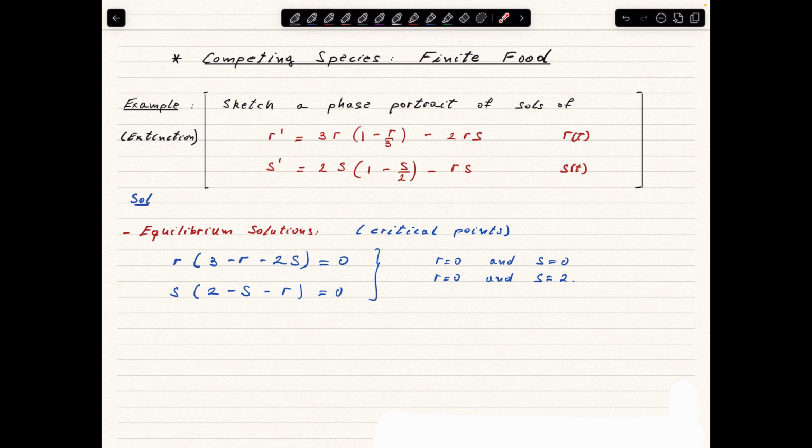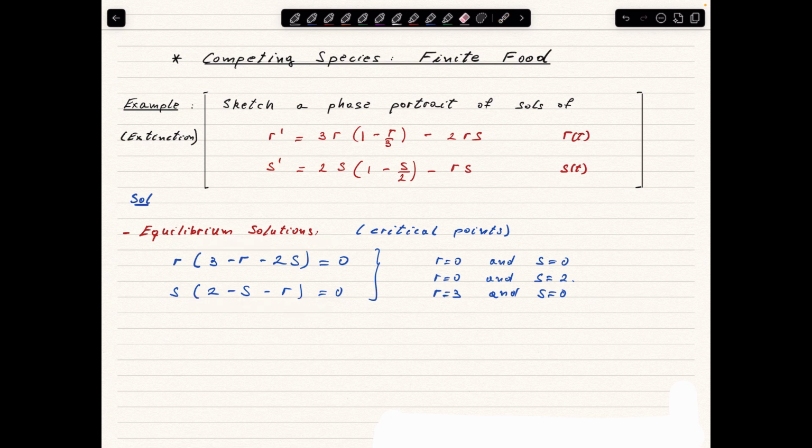Then another solution is we can play the game on the other side. s equals 0, and because s is 0, that satisfies this equation. s equals 0 in the second means that another solution is r equal 3. So r equal 3 and s equals 0. We have already 3 solutions. And now what is the other possibility? The other possibility is that this is 0 and this is 0.